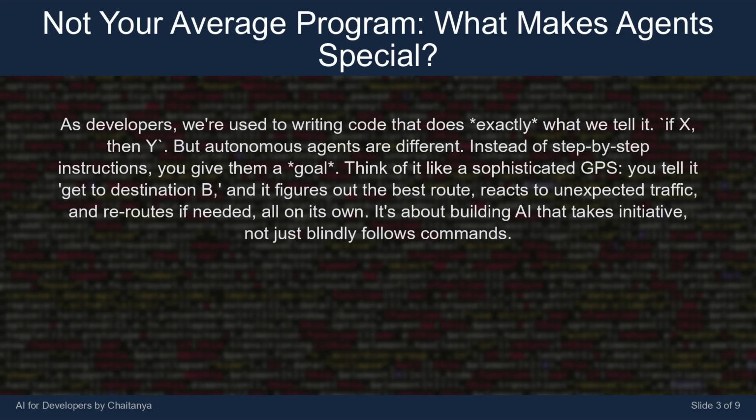As developers, we're used to writing code that does exactly what we tell it. `if X, then Y`. But autonomous agents are different. Instead of step-by-step instructions, you give them a goal. Think of it like a sophisticated GPS. You tell it, get to destination B, and it figures out the best route, reacts to unexpected traffic, and reroutes if needed, all on its own. It's about building AI that takes initiative, not just blindly follows commands.